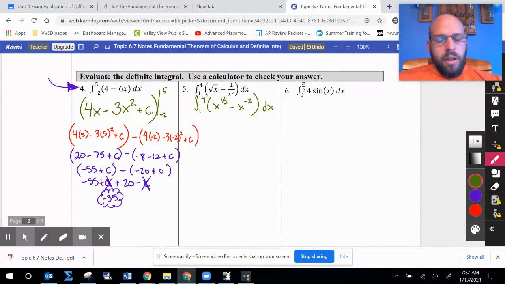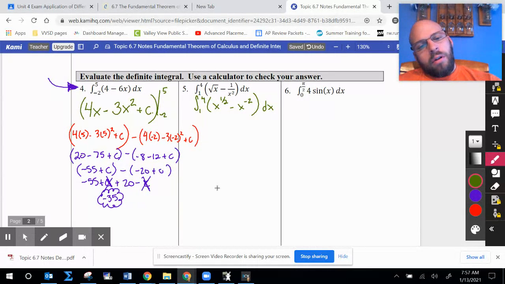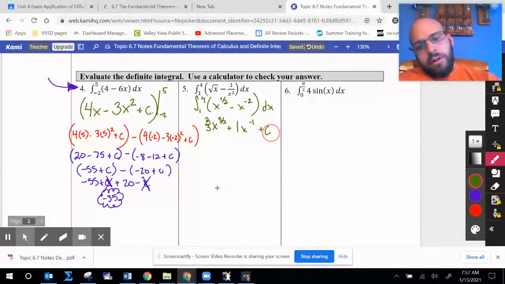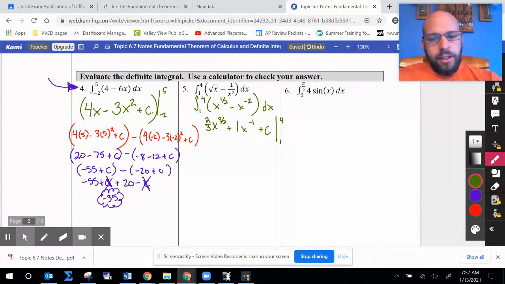All right. And if I raise this up, so my antiderivative is going to be x to the 3/2 with a 2/3 out front, minus x to the -1 with a -1 out front, which would make it plus 1, x to the -1, plus c. Now, if you didn't put the plus c, that's okay, because we are working with a definite integral, so that c wouldn't make a difference. We know it's going to cancel out at the end.